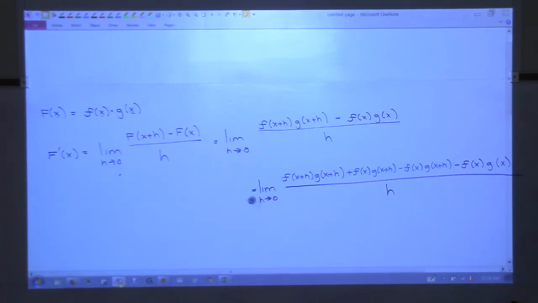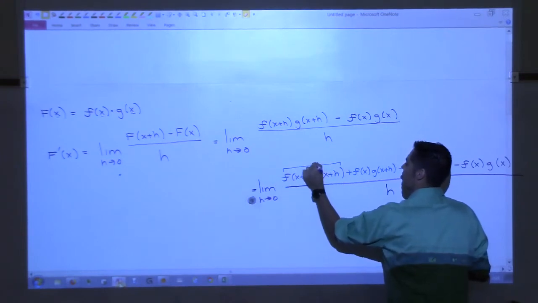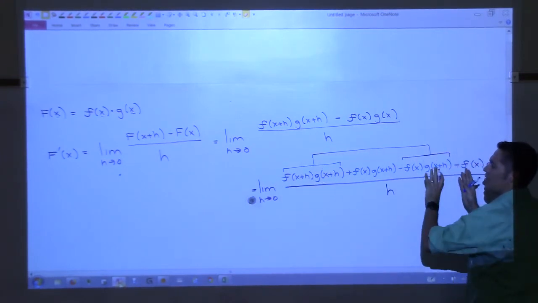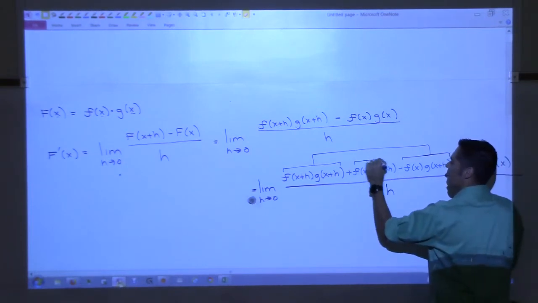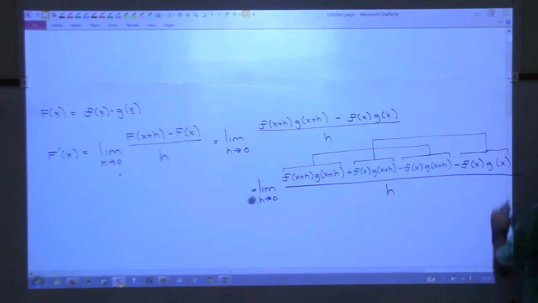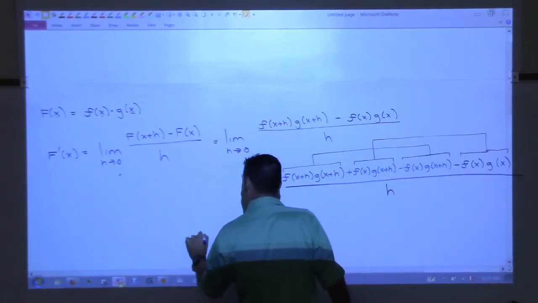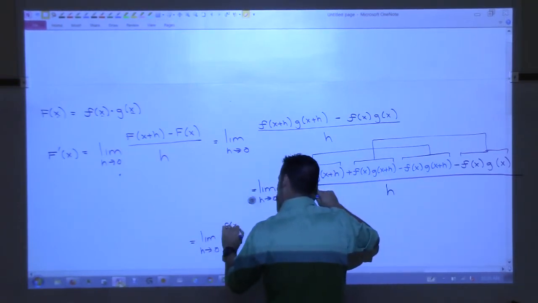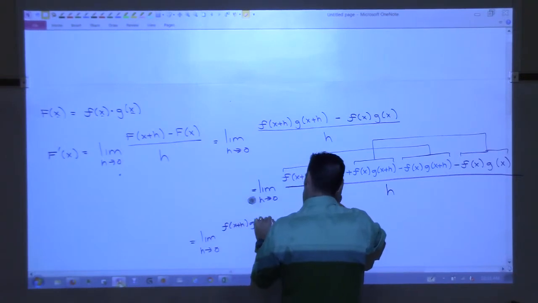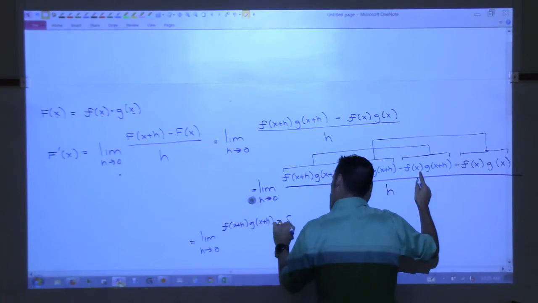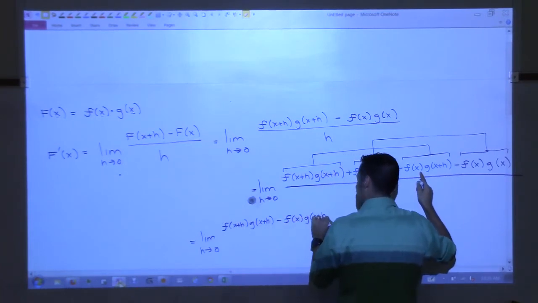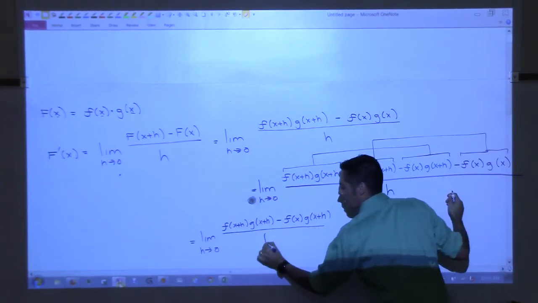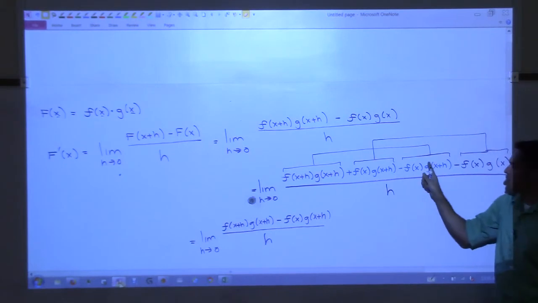All right, here it comes. I'm going to put this guy right here and this guy right here together by themselves over h. And then I'm going to take this guy right here and put it together with this guy right here and put that over h. So I'm going to create two separate fractions from this. The first one is limit as h goes to 0 of f of x plus h, g of x plus h, and then I'm grouping that together with this one. So it's minus f of x, g of x plus h, all of that over h. Y'all okay with me doing that? Taking this one and this one, putting them over h.